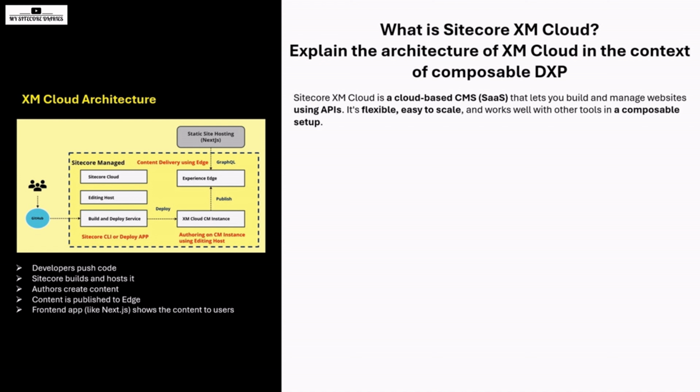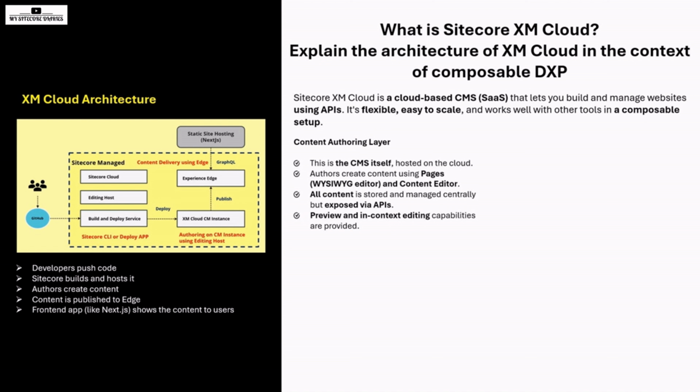If you would like to answer it in detail, what we can say is that the first element in the Sitecore XM Cloud architecture is the content authoring layer. That is basically your CMS itself. It is hosted on the cloud, and authors create content using Pages. Pages is an application which is a what-you-see-is-what-you-get editor, and it also has a content editor. The legacy applications and interfaces are also available. All content is stored and managed centrally, and it is exposed via APIs.